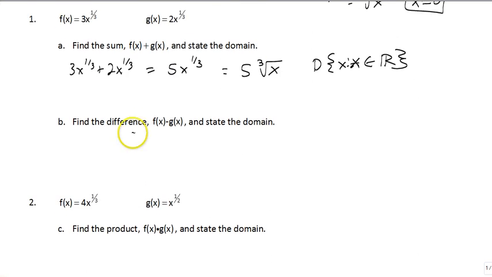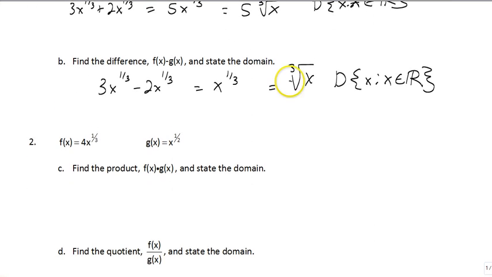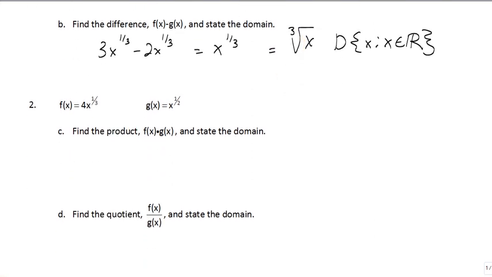Find the difference and state the domain. Well, the difference is very similar. We get x to the 1/3, which is the same thing as saying the cubed root of x, which again, the domain is x is all real numbers. Again, the reason behind that is you can have a negative under that cubed root. Square roots are a whole different animal.